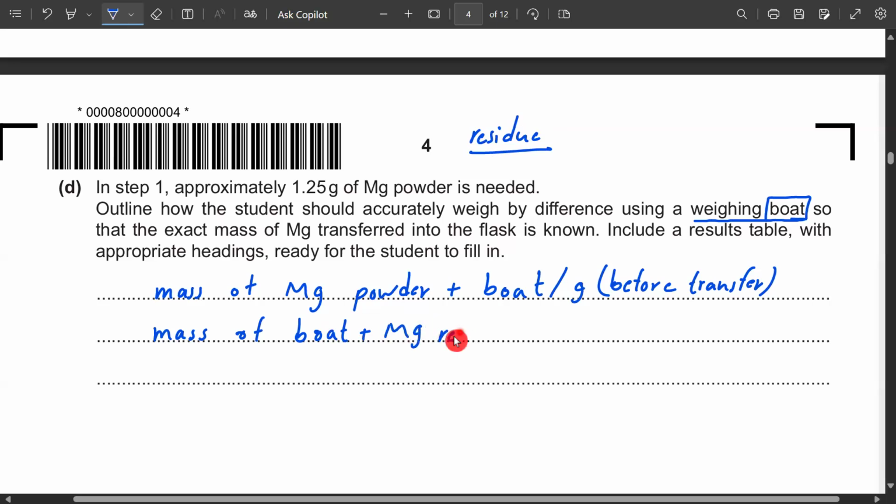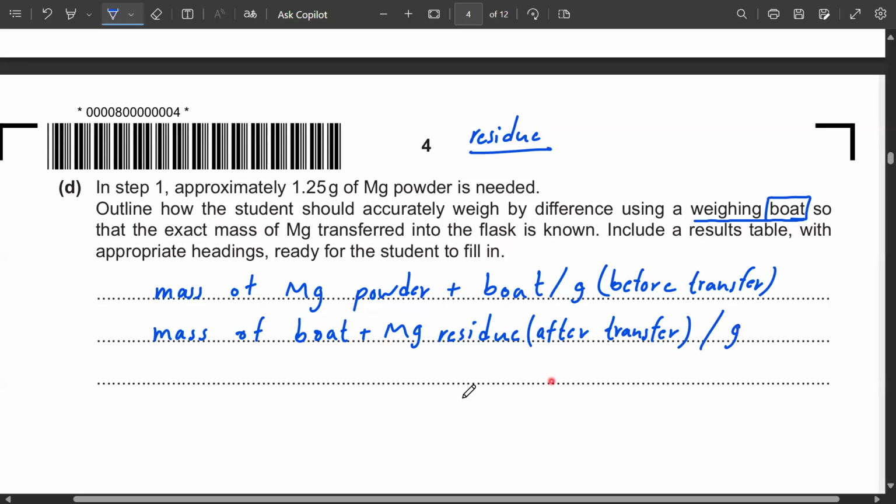Residue, or just magnesium powder residue. That both mean the same, magnesium residue. And after transfer, after transfer slash gram. So these will be two titles.